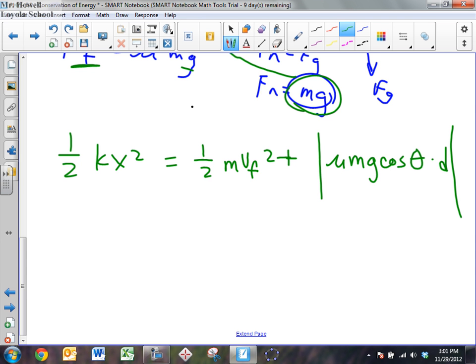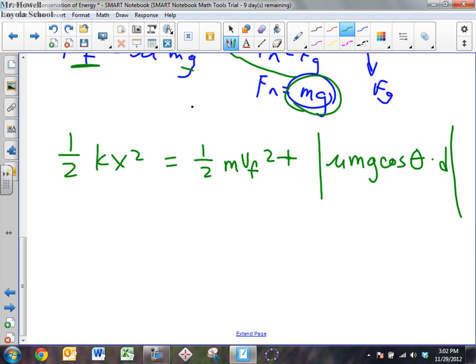So for this kind of a problem, we know k. K was given as 15. We know x. X was given as 12 centimeters or 0.12. We know the mass is 4 grams or 0.004 kilograms. Vf is 4 meters per second, all given still. Mu is 0.5. The mass is 0.004. G is 9.81. Theta is 180. We can solve for the only thing that's missing, which is D.